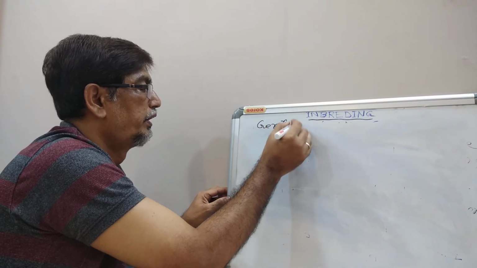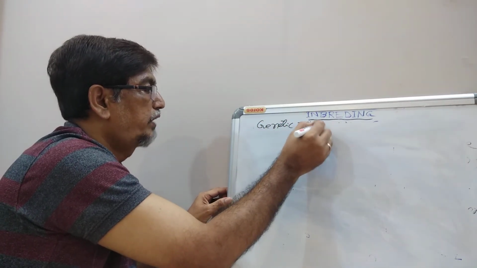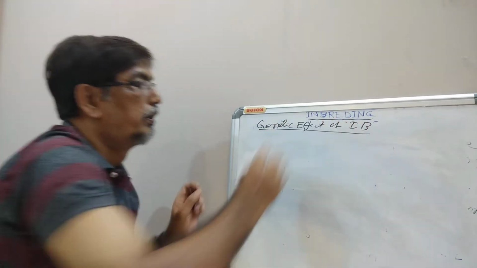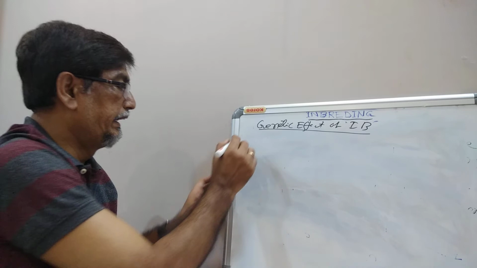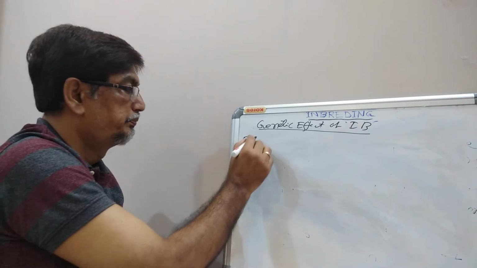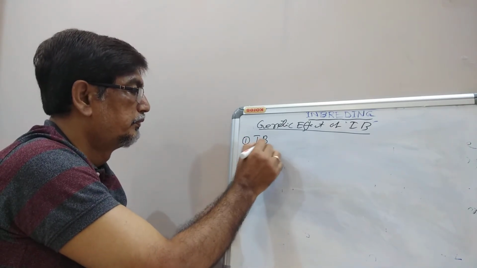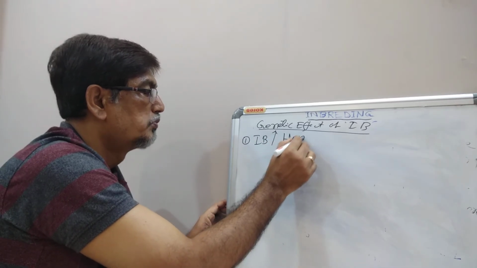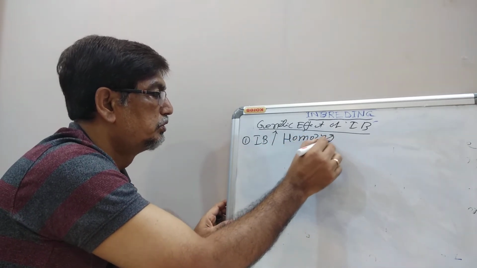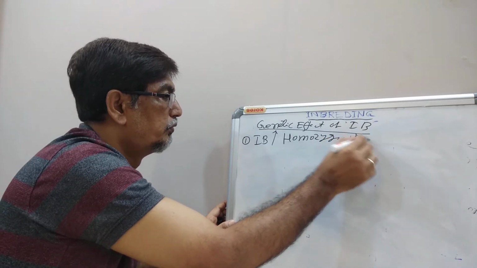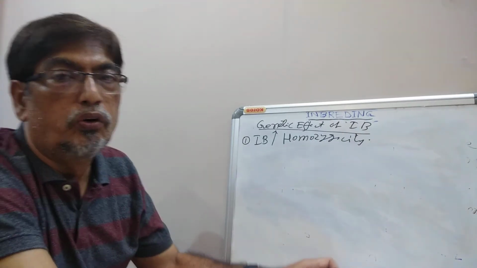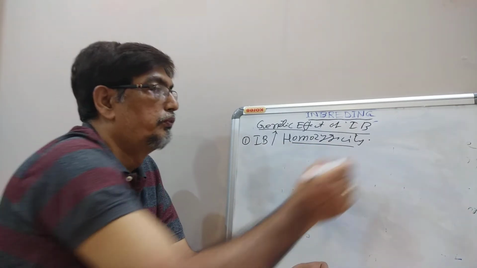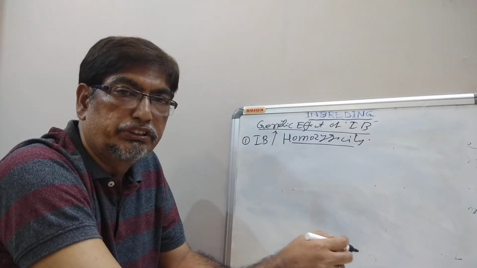So now next is the genetic effect of inbreeding. So first, inbreeding increases homozygosity. Homozygosity. But this homozygous, which one is homozygous?